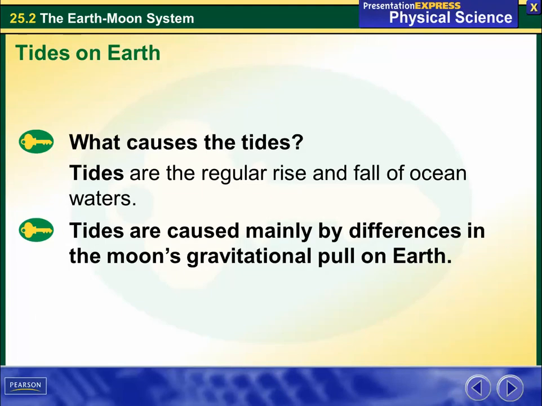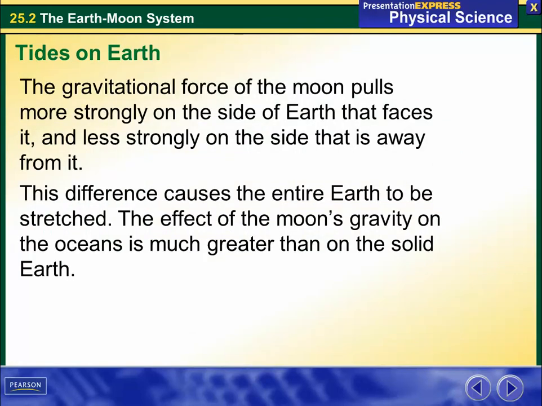And then our last kind of important thing with the moon that we're going to talk about are tides. So tides are regular rise and fall of ocean waters, and they are caused mainly by differences in the moon's gravitational pull here on Earth. So the gravitational force of the moon pulls more strongly on the side of Earth that faces it and less strongly on the side that is away from it. So this difference causes the entire Earth to kind of be stretched out. So the effect of the moon's gravity on the ocean is much greater than that on the solid Earth.